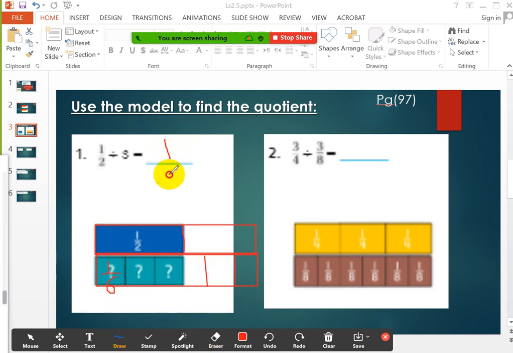Now, let's see 3 over 4 divided by 3 over 8. Now, I want to divide this number by this number, the fraction by the fraction. That means I have to draw 3 parts of 1 over 4. This is the whole. The whole consists of 3 parts of 1 over 4. And I will divide this number by 3 over 8. Okay, 3 over 8.